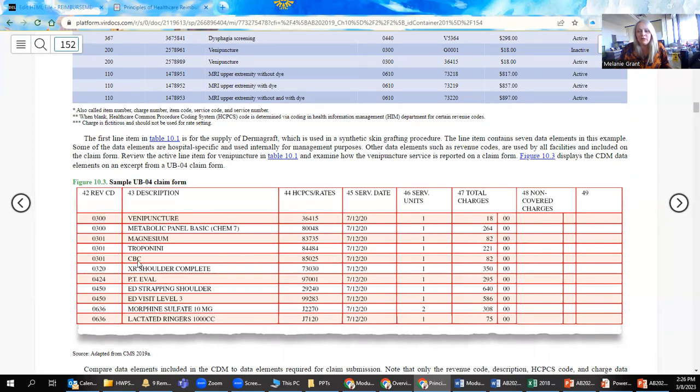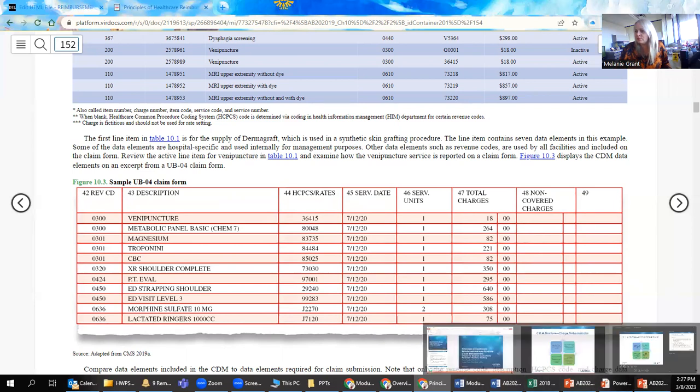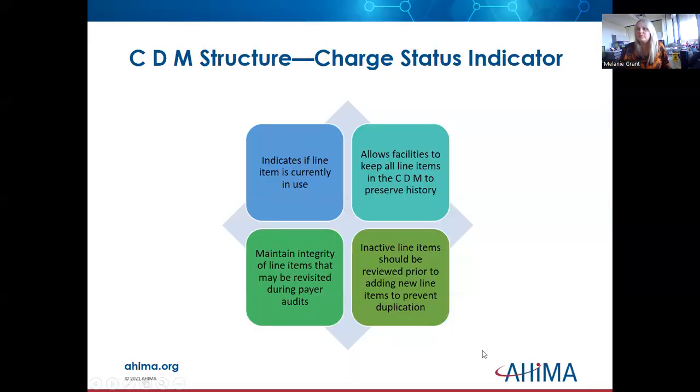And you can see that by reading through this, you have a magnesium, a troponin, and CBC, and all of these have a corresponding 8000 series code, which pertains to laboratory in the CPT code book. Here, the 320 is an x-ray of the shoulder. Each of these descriptions is how that would show. Each of these line items identifies something specific. Okay, so we'll go back to our PowerPoint here. And so the charge status indicator is just identifying what lines we are on, which ones we are using to identify that information.